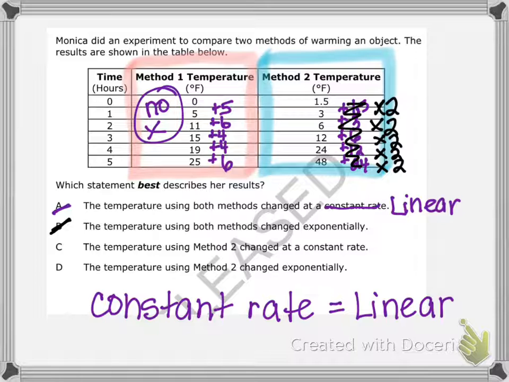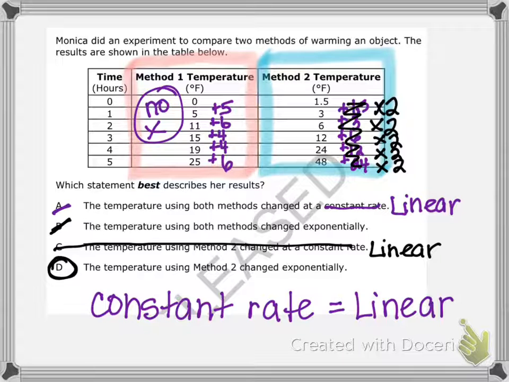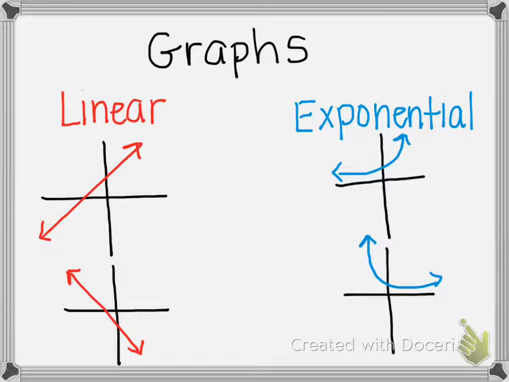So C says the temperature using method 2 is constant. We already determined that wasn't true because constant means linear. And we already determined that wasn't linear. So method 2 changed exponentially, which is the answer to D. So again, in a table, linear is going to change by addition. The exponential is going to change by multiplication.